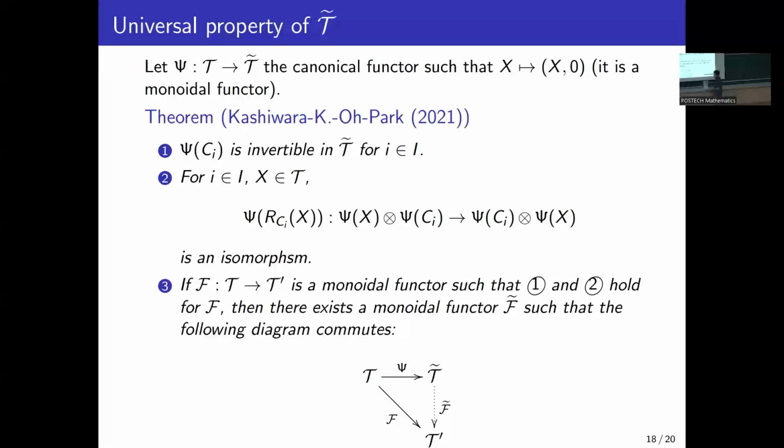Yes. When the objects are fixed, is the functor unique? If T tilde, tau tilde, and tau prime are fixed, is F tilde unique? Yes. Yeah. Because, let me see. You mean if those two are fixed, then it's unique? Yeah. Yes, I think so.